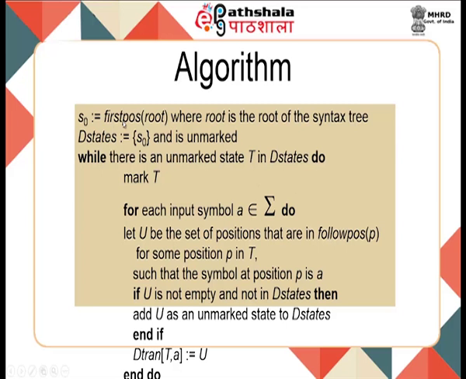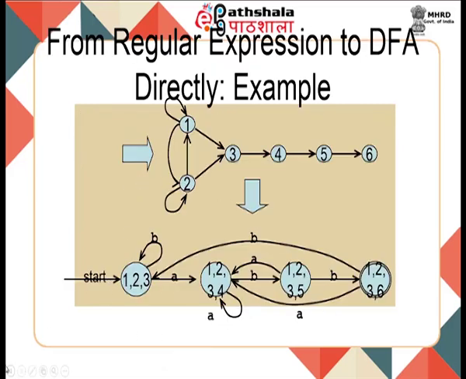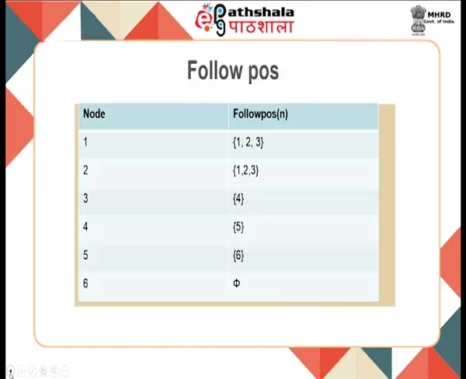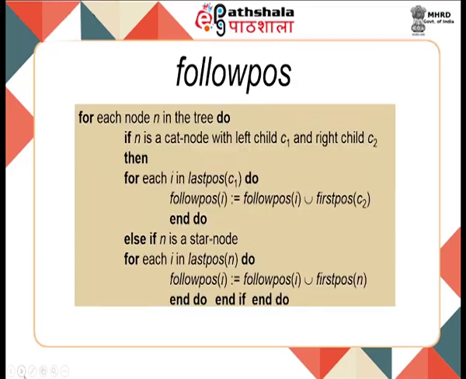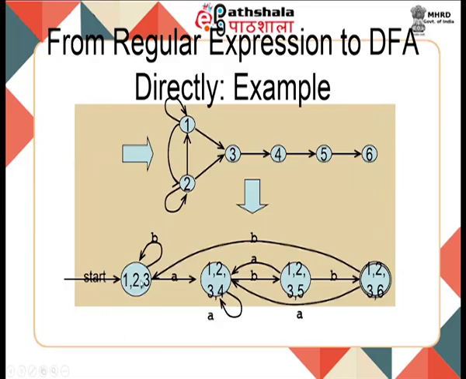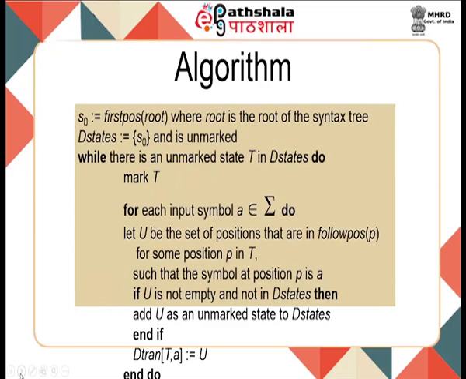So, let us look at S0, which is the first position of the root, where root is the root of the syntax tree, and the D states are going to be S0, which is basically unmarked. So, what do we do here? Look at the root. The root has the first position as 1 comma 2 comma 3. So, that will correspond to your start state. Okay. So, that corresponds to your start state, and then you have to look at 1 comma 2 comma 3 on A.